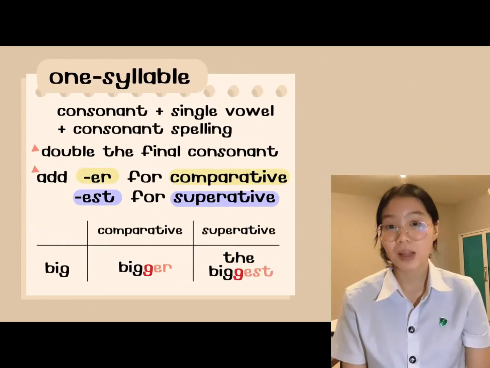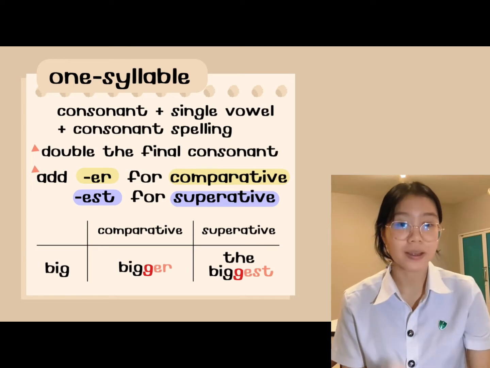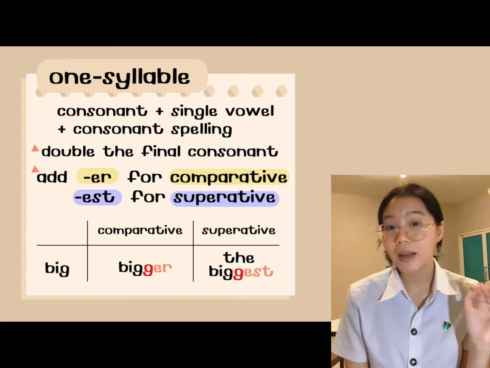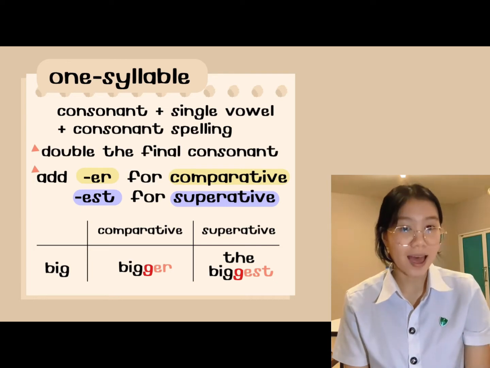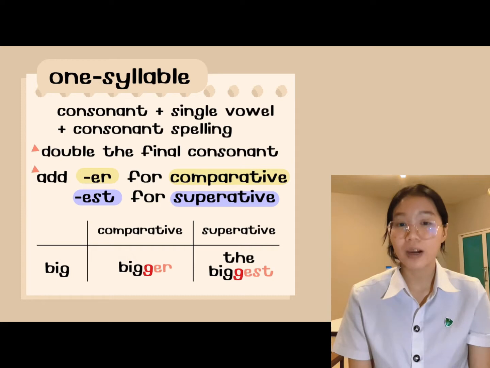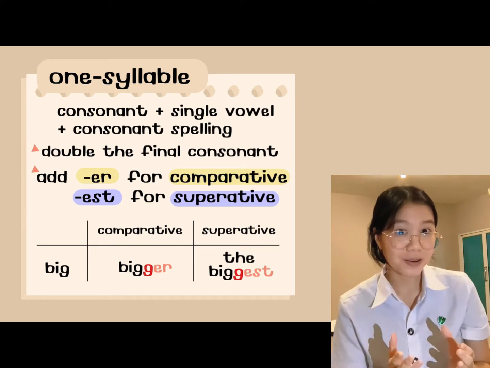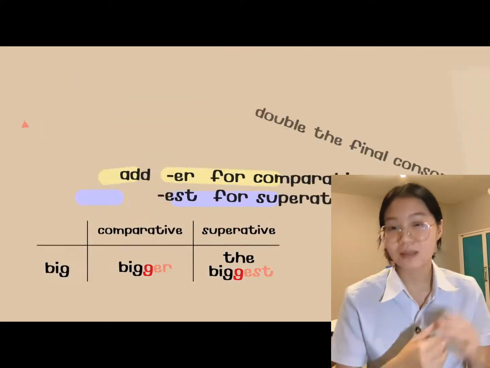If an adjective has a consonant plus single vowel plus consonant spelling, we double the final consonant and add -er and -est. For example, big becomes bigger and the biggest.